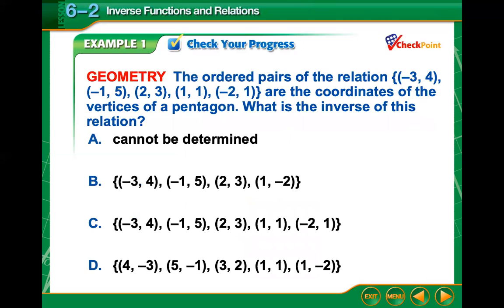All right, pause the video to give this problem a try. Okay, so we have (-3, 4), (-1, 5), (2, 3), (1, 1), and (-2, 1). All we need to do is flip the coordinate points. So we get (4, -3), and with just doing that one, we know the answer is D.